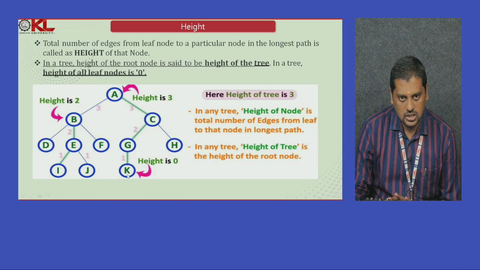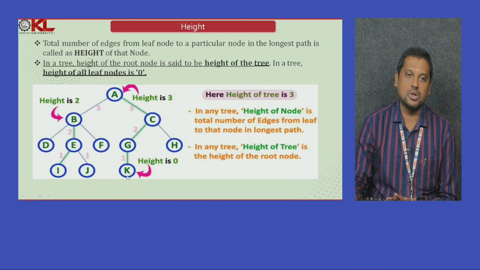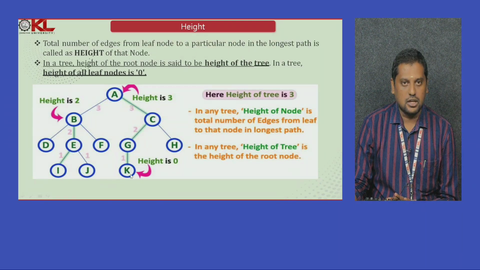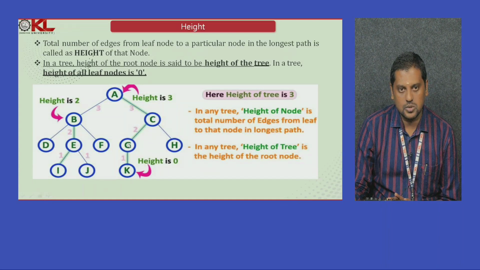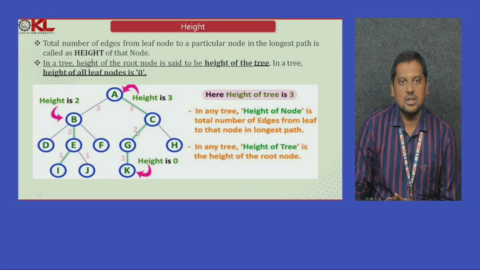Why? Because say I am taking the leaf node here, K, which is the leaf node. From this particular leaf node, I need to calculate the total number of edges, that is, only in the longest path till that particular node. So from K to G, I have one edge here. From G to C, second edge. From C to A, it is the third edge. So totally the height of that particular node is 3.